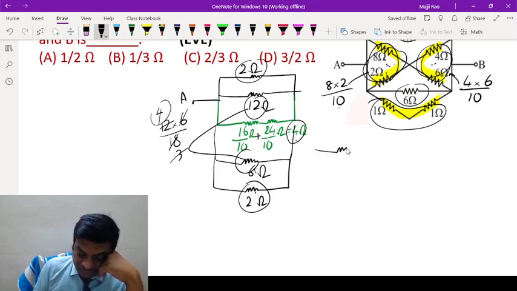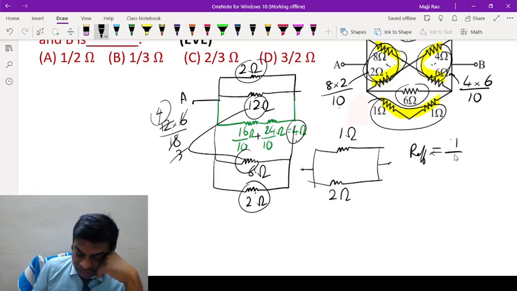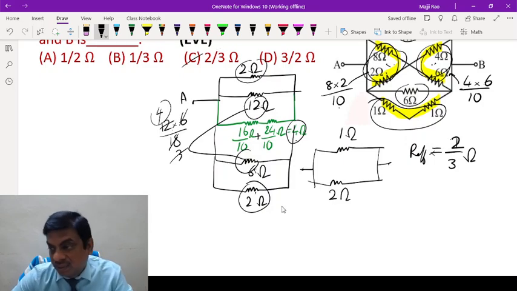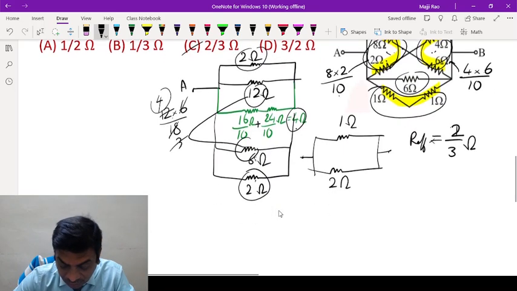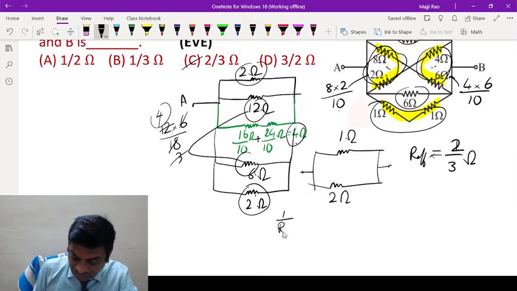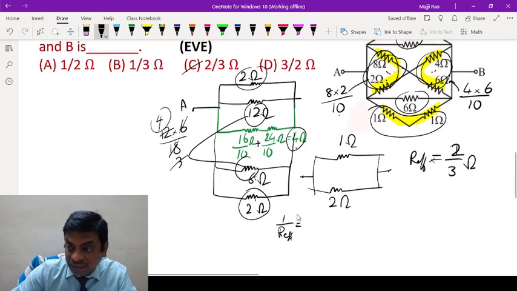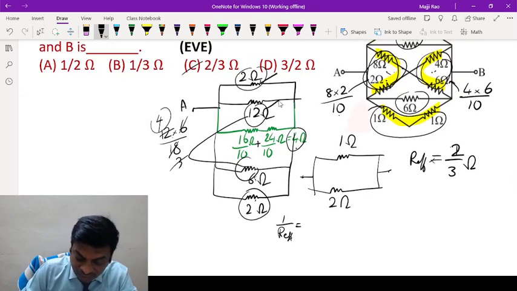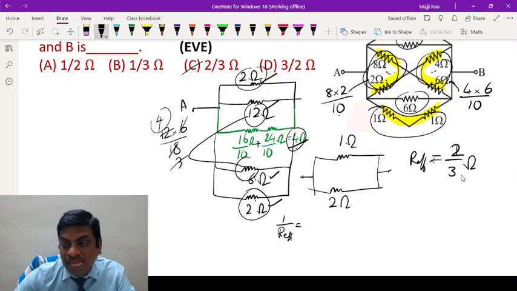So finally we have 1 ohm and 2 ohm in parallel. Effective resistance will be product upon sum. So product is 2 into 1 upon sum, 3. So 2 by 3 is the correct option. If you have any problem, you can go with the usual technique. The general formula is 1 upon effective resistance, if resistors are in parallel, you can go on applying 1 by R1 plus 1 by R2 plus 1 by R3 plus 1 by R4 plus 1 by R5. Anyway, you get the same result.